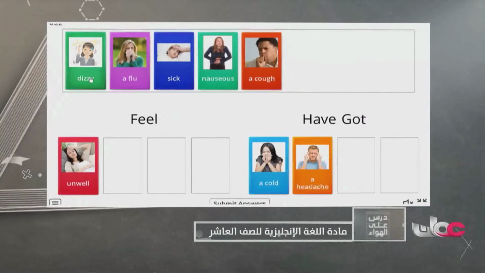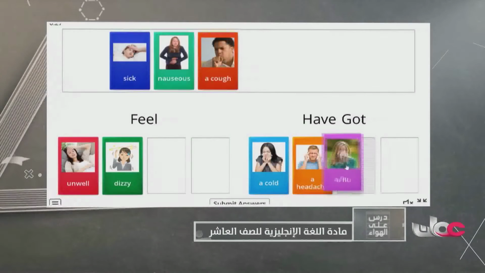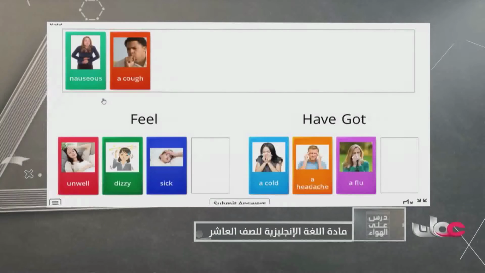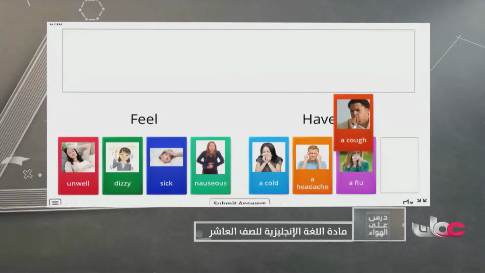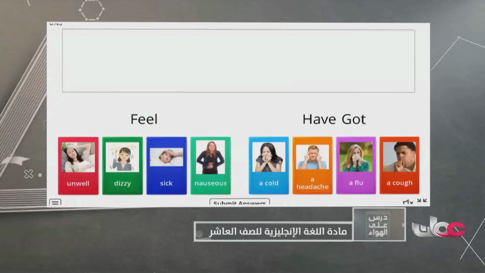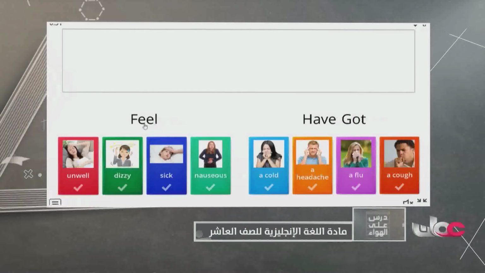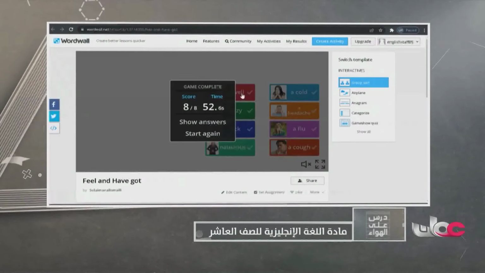Then dizzy, this is an adjective, so we should use it after feel. Then a flu, so we should use it with have got, have got a flu. And sick, I feel sick. And nauseous, also feel, and a cough with have got. So these are the answers. So you should focus on this: after feel we should put an adjective, and after have got we should use nouns.